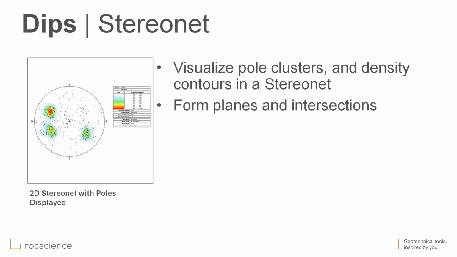By using the 2D Stereonet view, you can visualize pole clusters and density contours. You can also form planes and intersections. By using these options, you can ultimately perform kinematic analysis, qualitative and quantitative feature attribute analysis, and cluster variability analysis.